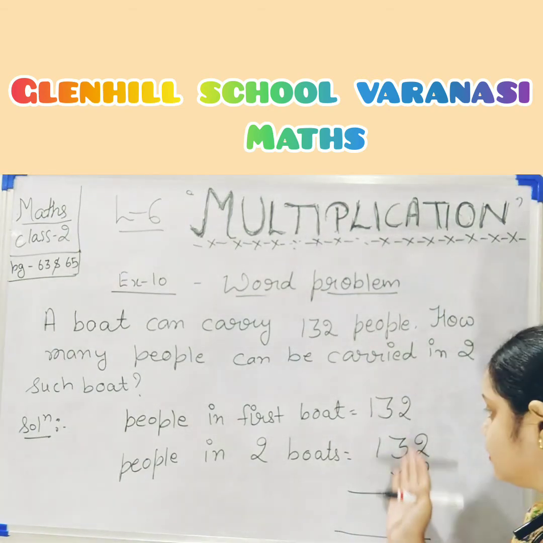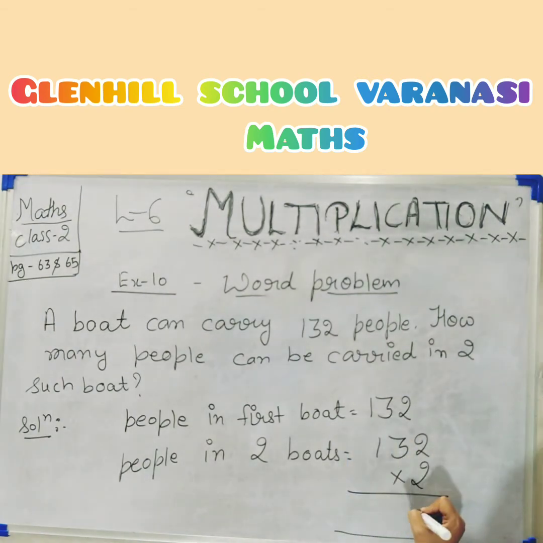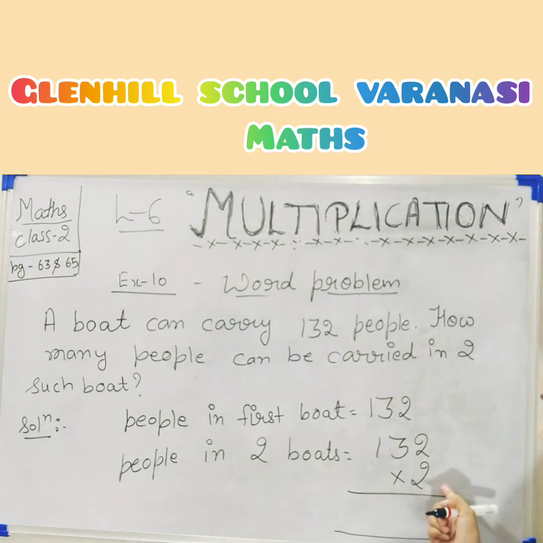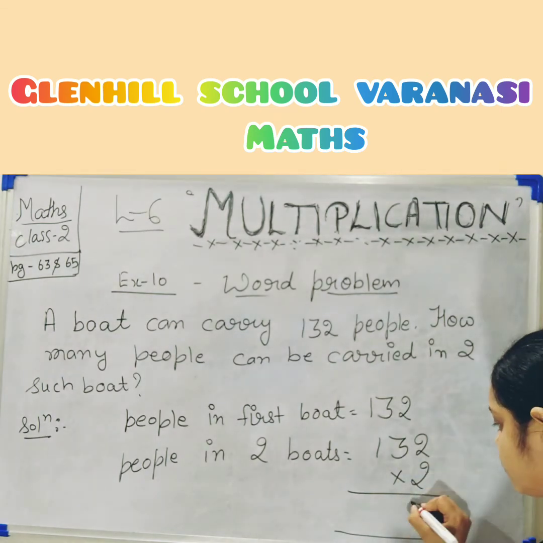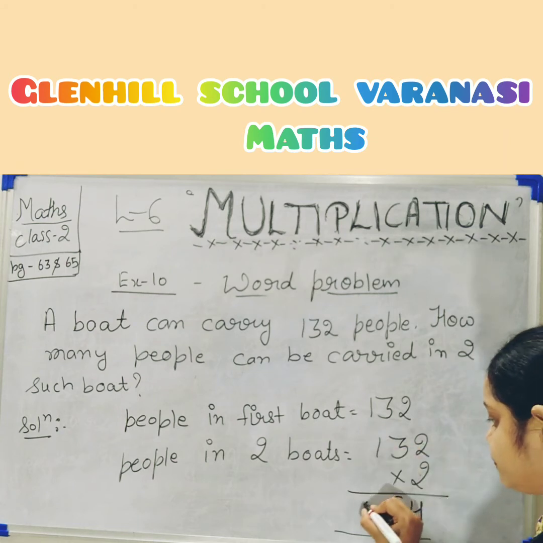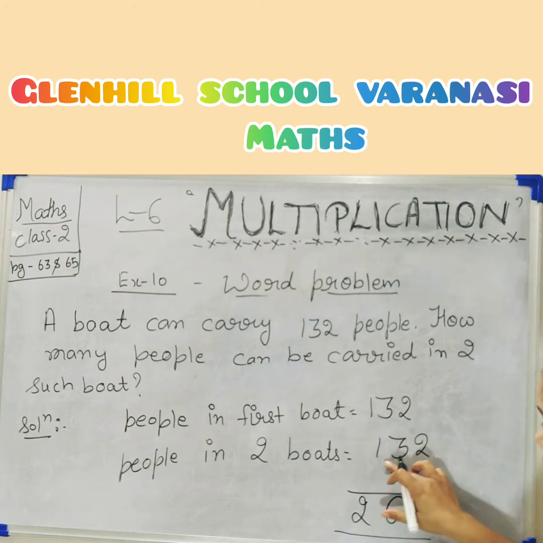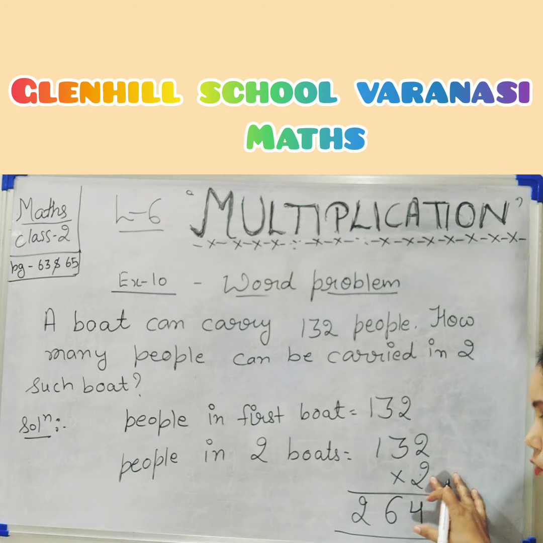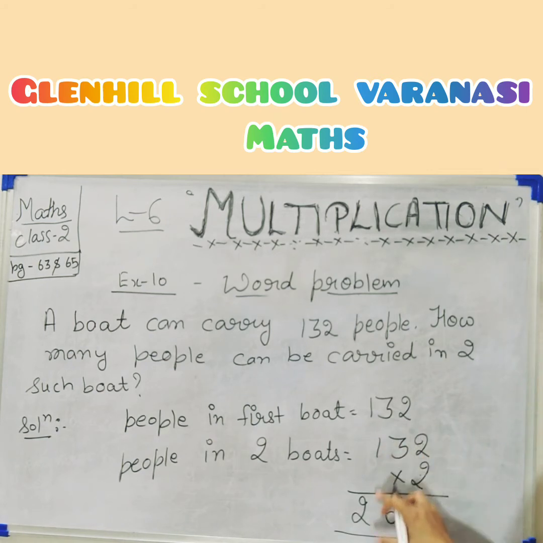After doing this, the solution is very easy. You have to multiply only. So 132 is multiplied by 2. The answer is 2 twos are 4, 2 threes are 6, 2 ones are 2. 264.